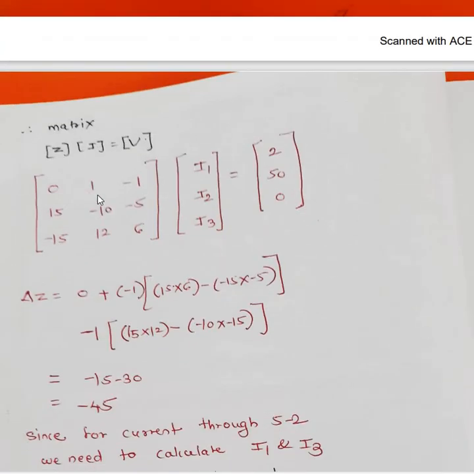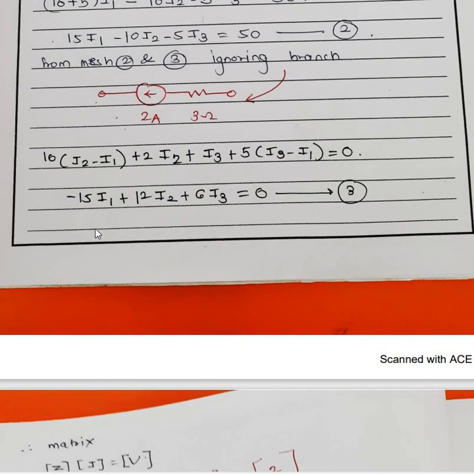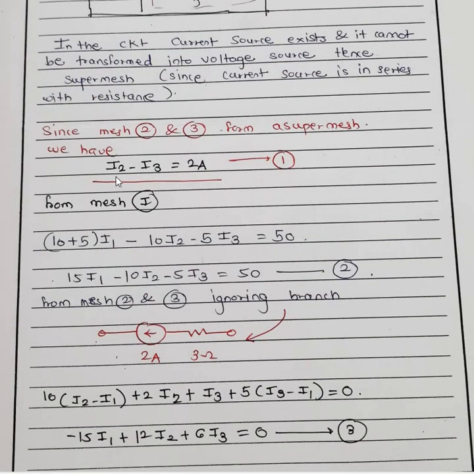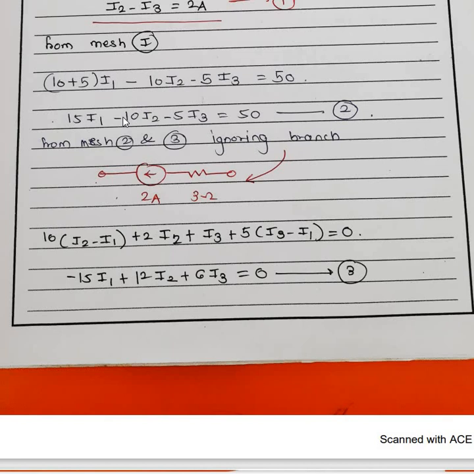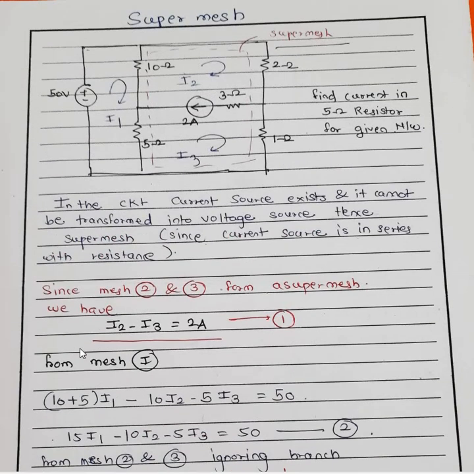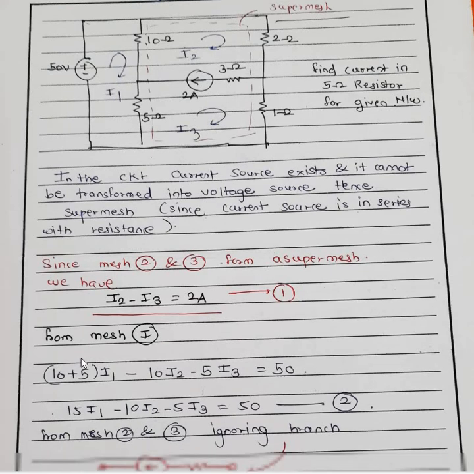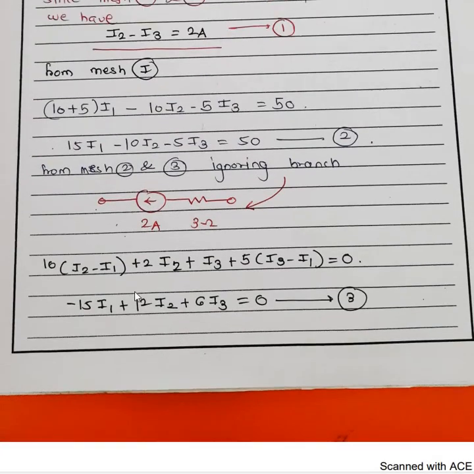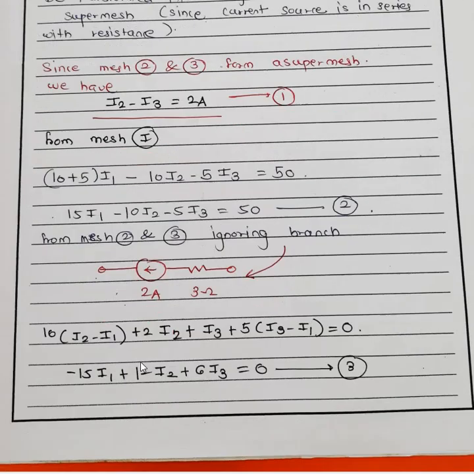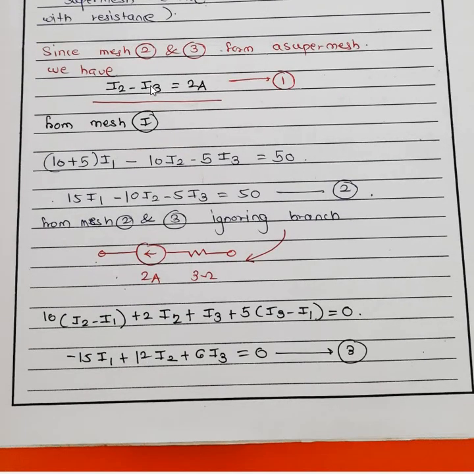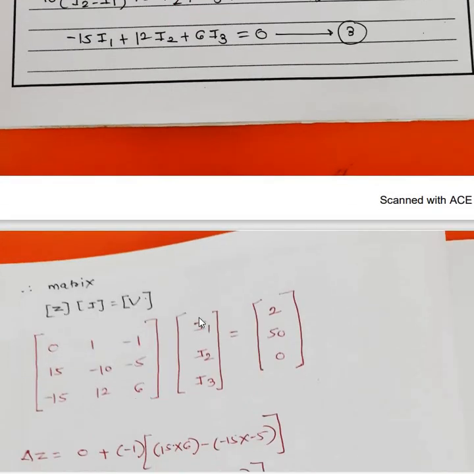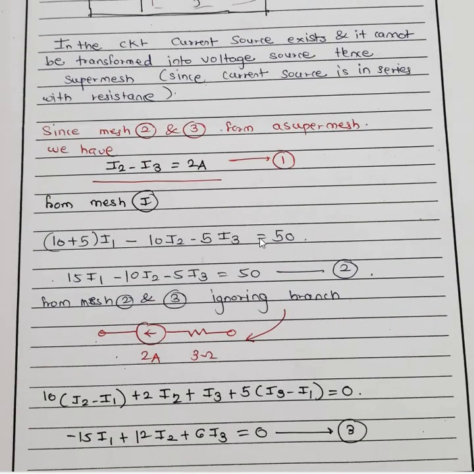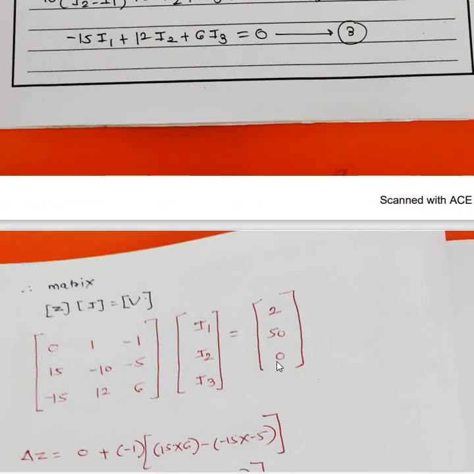Then next one, 1, minus 10 and 12. So this is 1, then this is minus 10, and then 12. For the first equation, since I1 is 0, therefore 0, 15 and minus 15. And the second one, 1, then minus 10, and plus 12, and the third one is minus 1, minus 5 and 6. So minus 1, minus 5 and 6, and I1, I2, I3, and on the right side your constants. So here it is 2, then here it is 50, and this third one is 0. Therefore 2, 50 and 0.